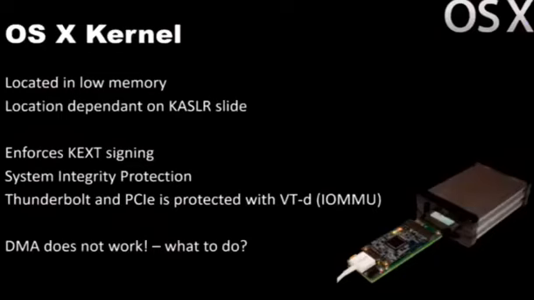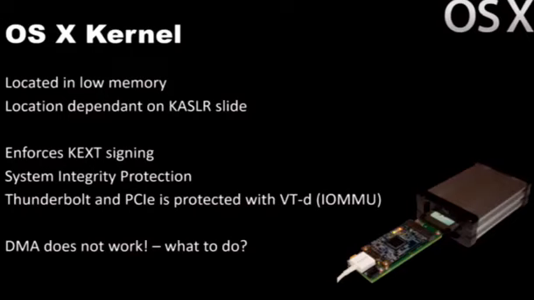But let's target the last missing operating system here, that is OS X. OS X is just like Linux. The kernel of OS X is located in low physical memory. Its location is dependent on the kernel ASLR slide, which slides in 2 megabyte chunks. OS X nowadays enforces kernel extension signing. System integrity protection means that users can't write to certain folders, and kernel extension signing means that you can't load unsigned drivers.